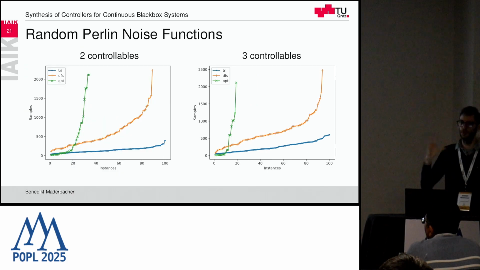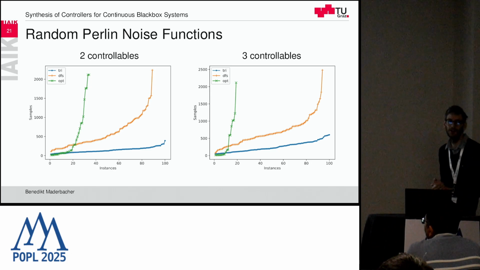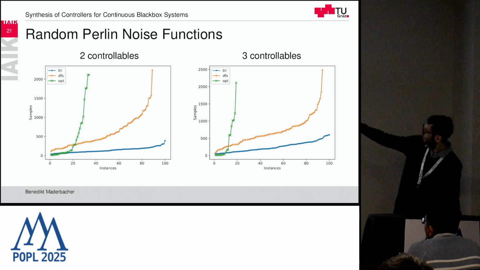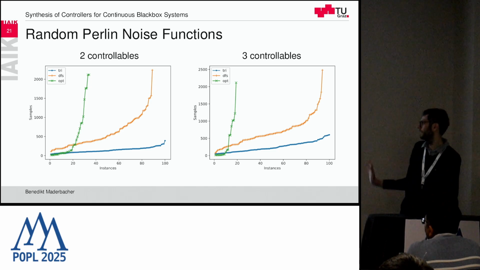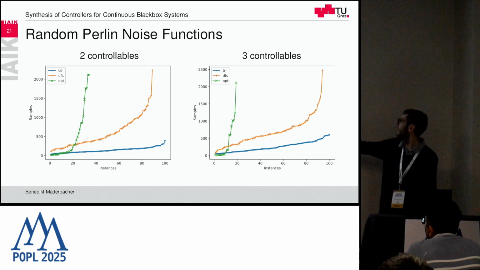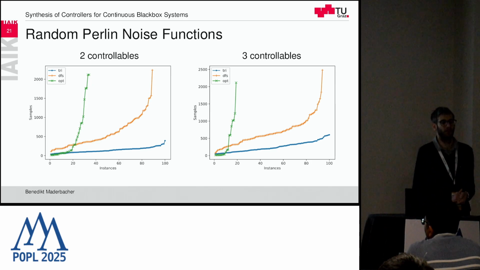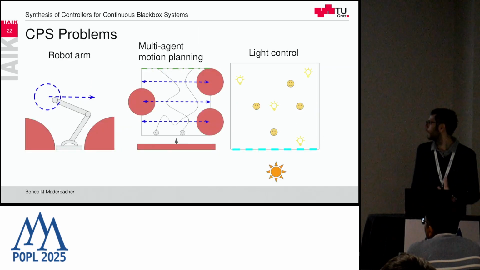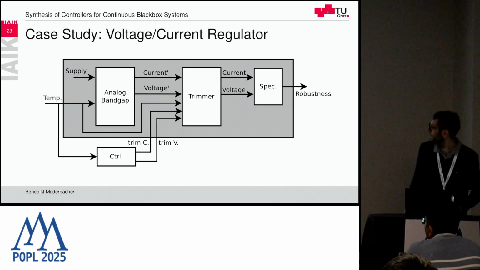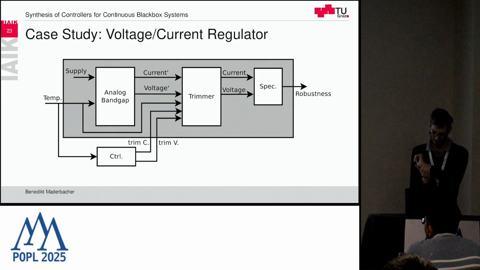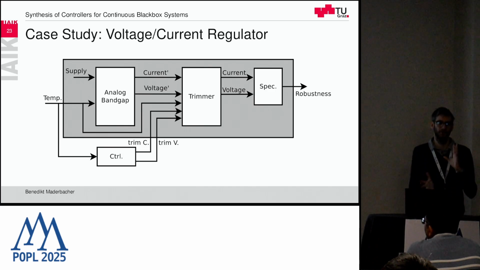If we make this whole thing higher dimensional, then the depth-first search method gets a bit better, but our triangulation method is still by far the best performing method on these instances. Yeah, we have some more artificial CPS problems, and this voltage regulator. So this is our industrial case study.